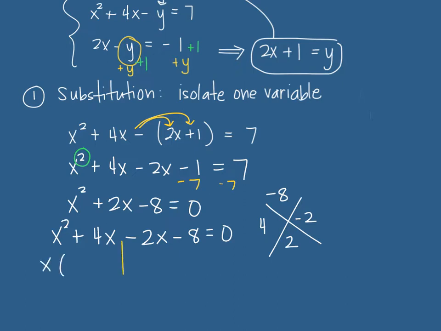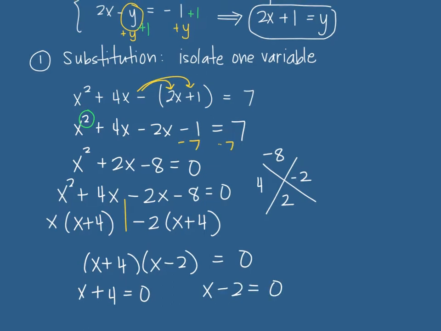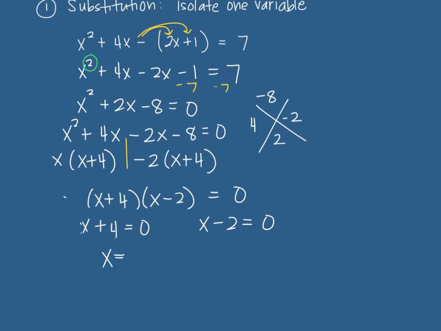What's common is x, that will give me x plus 4. On the other side, what's common is negative 2. That will also leave me with x plus 4. Remember, that has to be identical on both sides. So I end up with x plus 4 as one factor and x minus 2 as the other. And that problem is equal to 0. So each factor is set equal to 0 by itself. And we end up with actually two solutions for x. We get negative 4 and we get positive 2.